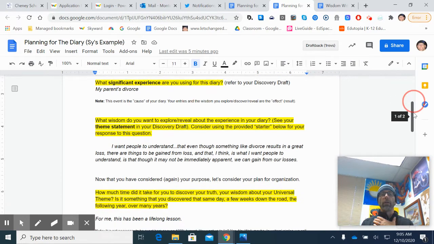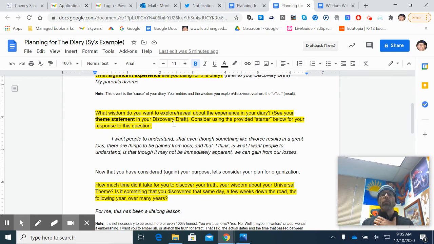Next question: what wisdom do you want to explore and reveal about the experience in your diary? See your theme statement in your discovery draft, not your thesis statement. Your thesis statement is your "I am human" one. Your theme statement is what you want to reveal about your universal theme by the end of your diary entries. To help with that, I'd like you to consider using the provided starter: I want people to understand.